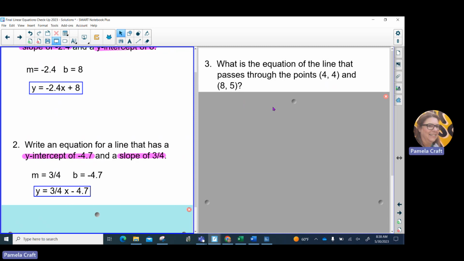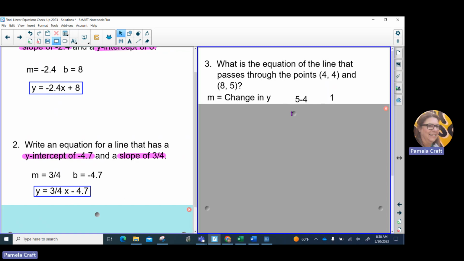For number 3, what's an equation of the line that passes through the points (4, 4) and (8, 5)? First thing you want to do is find your slope. So your m is your change in y over your change in x. So 5 minus 4 is 1, and 8 minus 4 is 4, giving you a slope of 1/4.